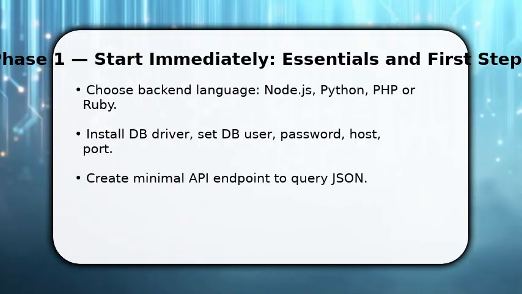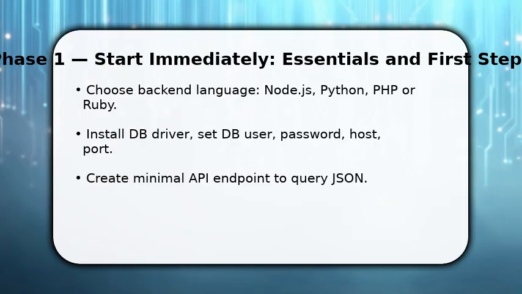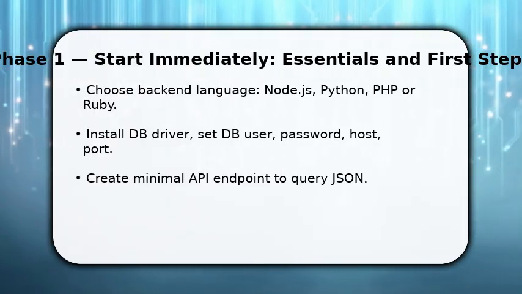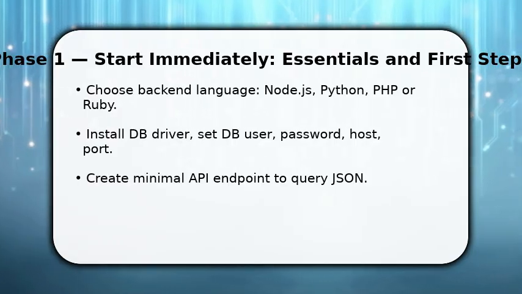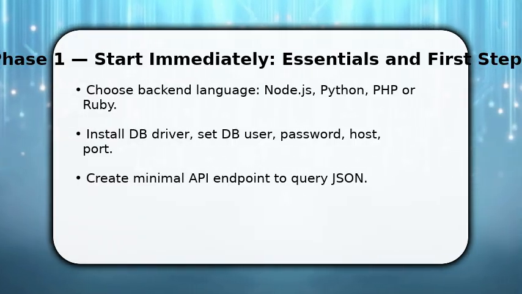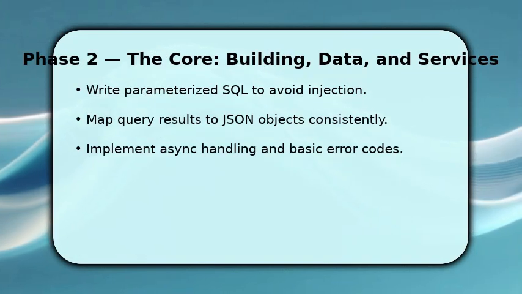Next, scaffold a minimal API route that accepts requests and returns JSON rows. Do this now so your HTML has a consistent endpoint. Once done, test the query in a REPL or curl to verify credentials and response shape before moving to the front end. You will now implement the core API logic.